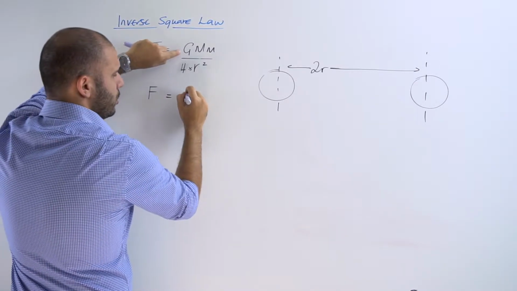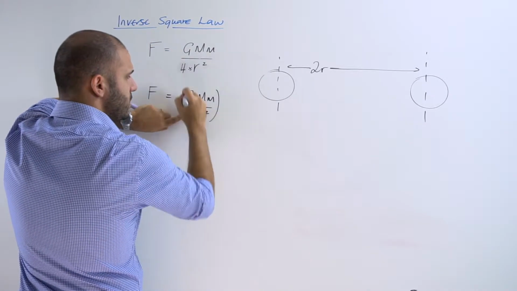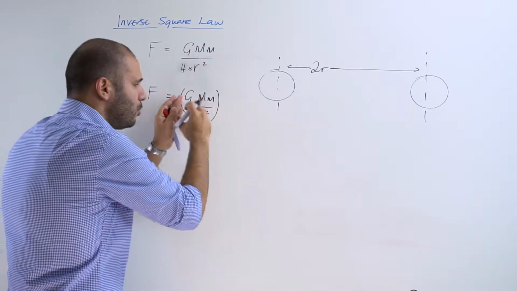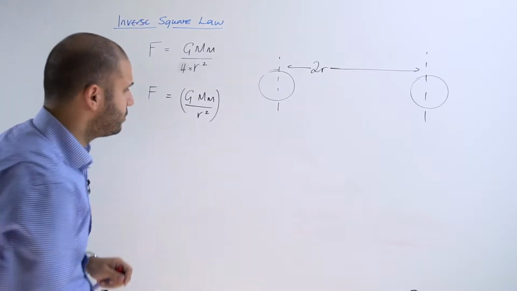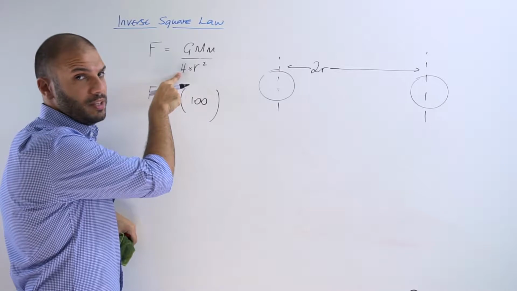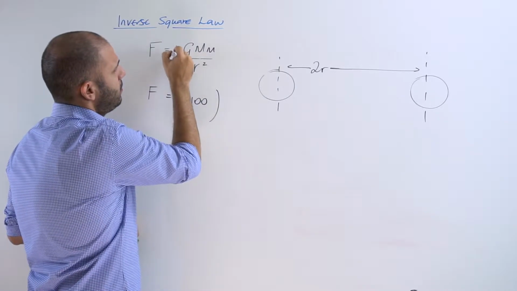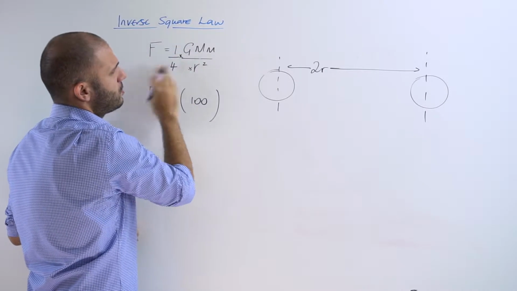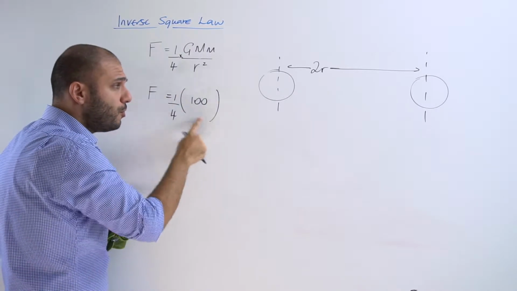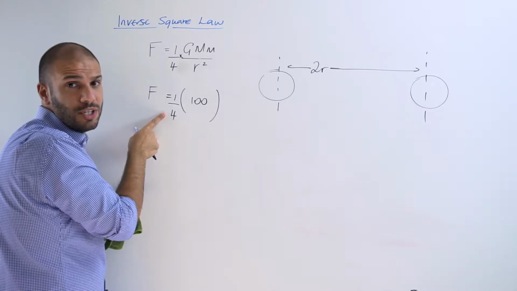Initially the force was GMm all over r squared. The force had this particular value, whatever that value is. Let's say we've worked all of that out, and that turned out to be 100 newtons. Now when we're introducing a 4 in the denominator, that is the same as introducing such a fraction on the right hand side. And that means that the original force, which was 100, will now be 1/4 of its original value.